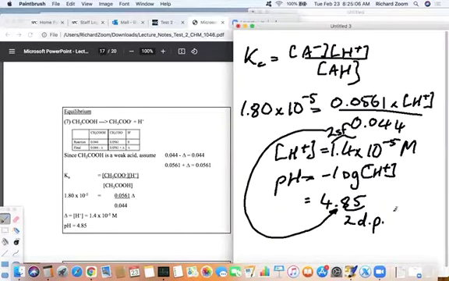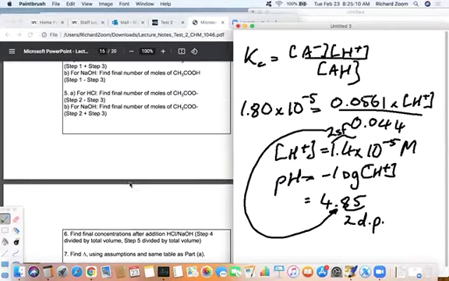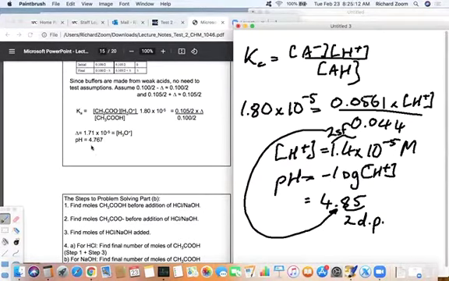So what we noticed here was that in the beginning, when we did part A, we came up with a pH of 4.767. And then after we added the OH minus, it went up to 4.85. So it didn't go up by much, but it did go up a little bit. And that's what we expected when we did the OH minus.